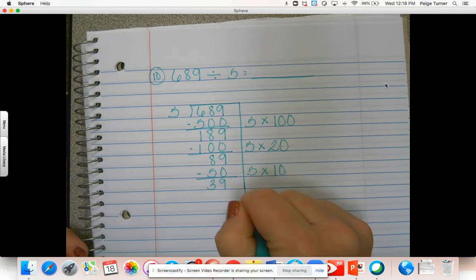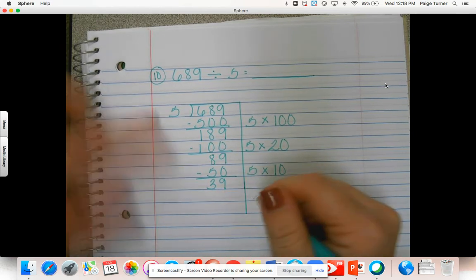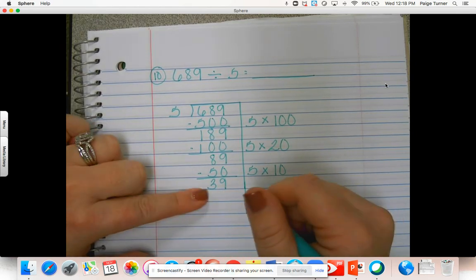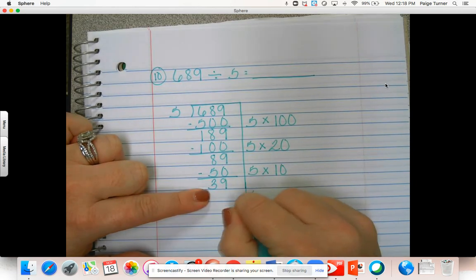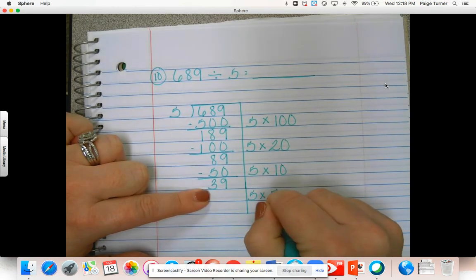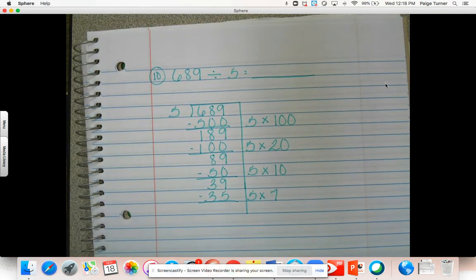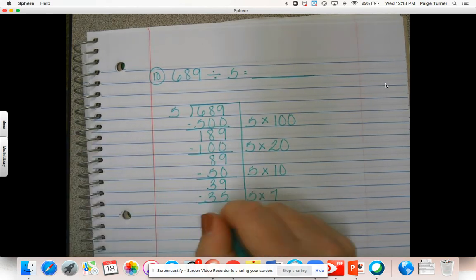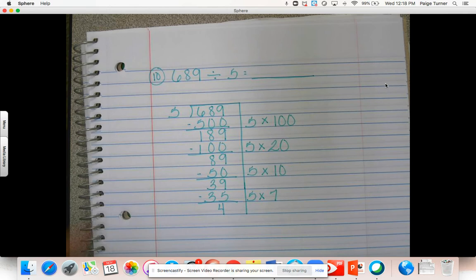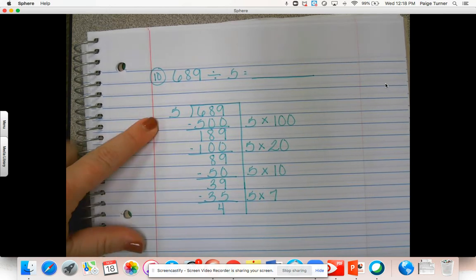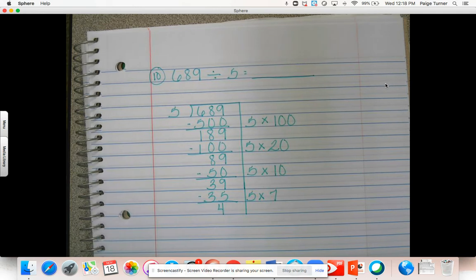Hey, that worked out good, didn't it? And then to get to 39, 5 times what number will get you close to 39? We should definitely do 5 times 7, because 5 times 7 is 35, and we can't get any closer than that, because 5 times 8 is 40, and we would have gone over 39. So 39 minus 35 is 4, and then 4 is smaller than 5, so we can't multiply 5 by something to get close to 4. So that's how we know we're done.